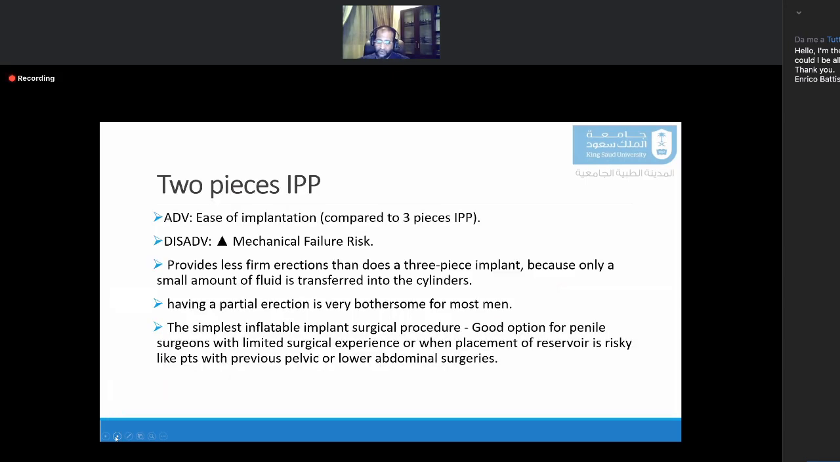So this part, compared to the three piece, is much easier to do. The disadvantage is the mechanical failure might be a little bit higher compared to the three piece. It provides less firm erections than the three piece because, as I said, of the small amount of fluid, but it might be enough for a certain group of patients. And a partial erection might be bothersome for some men. It is the simplest inflatable implant surgical procedure, so that might be another compromise for those surgeons who are not comfortable putting the reservoir in the space of Retzius, or are not comfortable putting an ectopic reservoir.